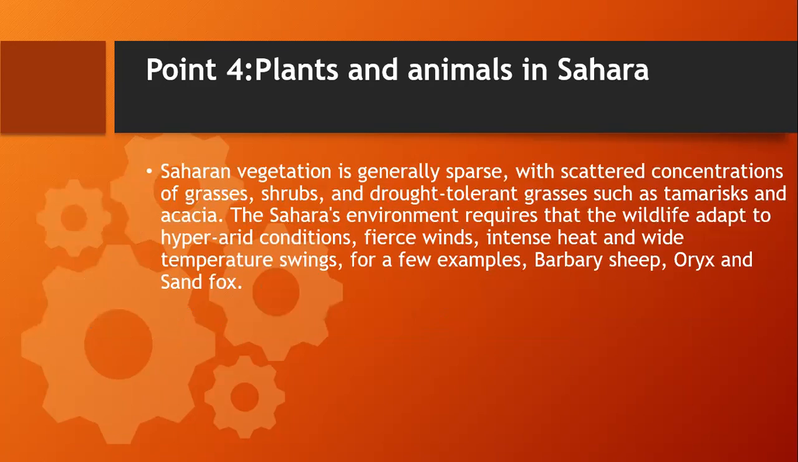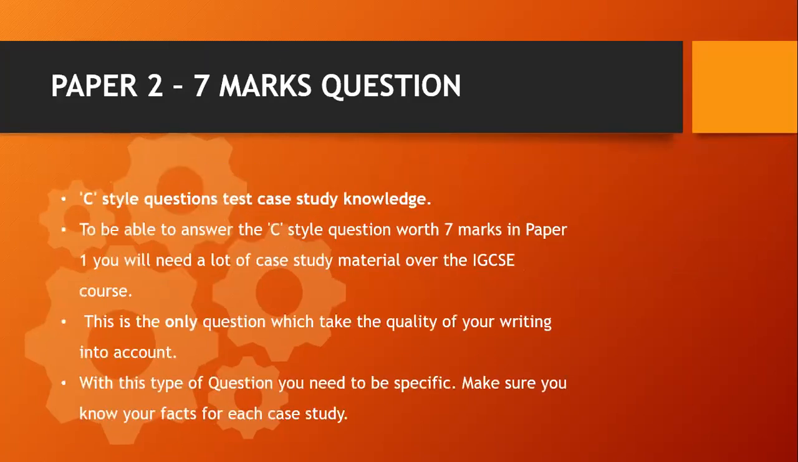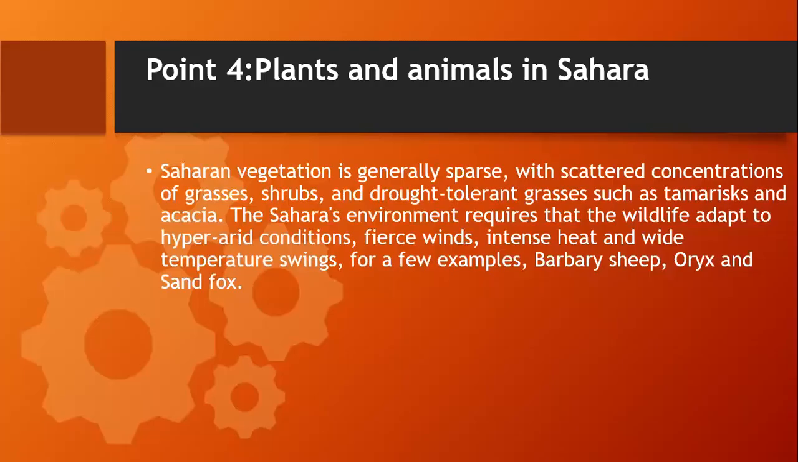Saharan vegetation is generally sparse, with scattered concentrations of grasses, shrubs, and drought-tolerant plants such as tamarisks and acacia. The Sahara environment required that the wildlife adapt to the hyperarid condition, fierce wind, intense heat, and wide temperature swings. For a few examples, Barbary sheep, oryx, and sand fox. This will be the end of the essay.